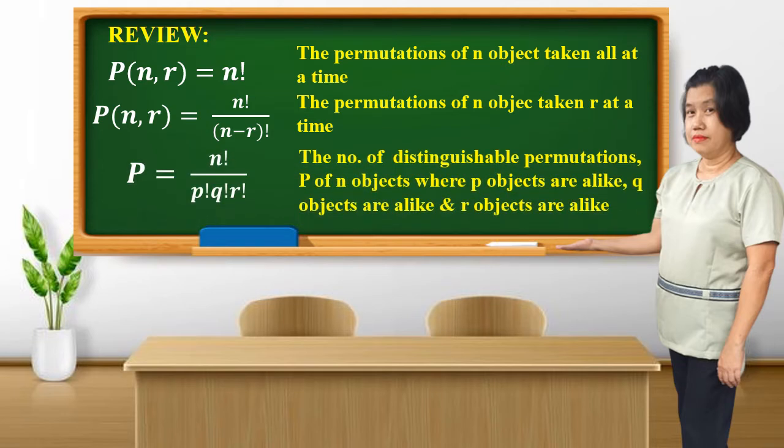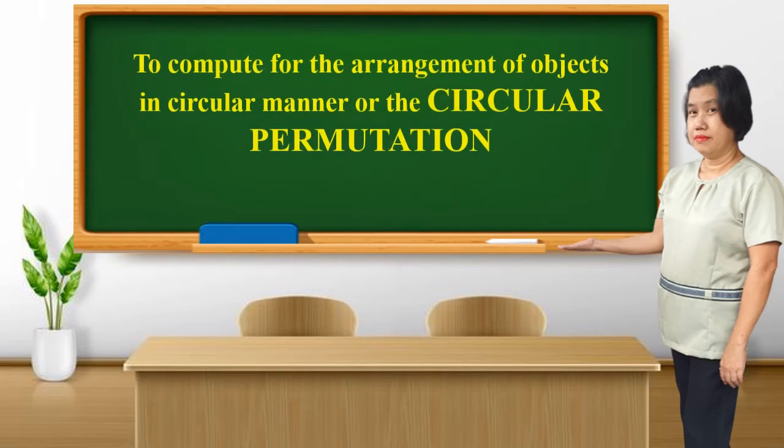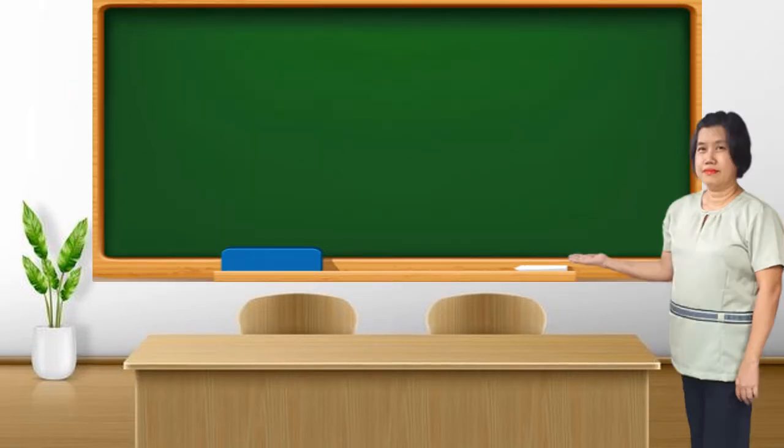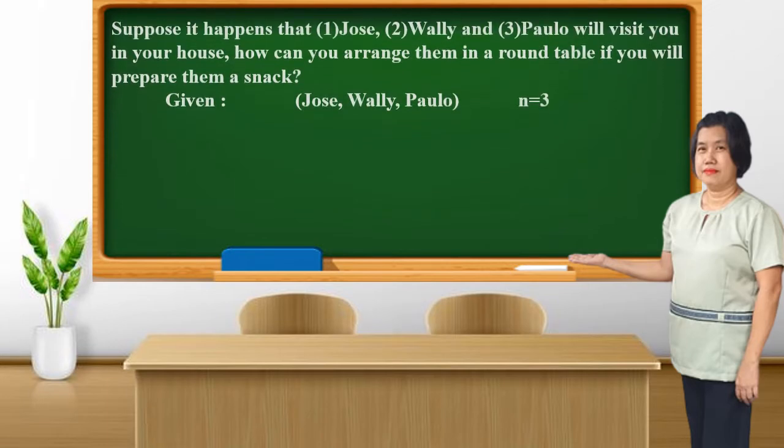And the last one is the number of distinguishable permutations P of n objects, where p objects are alike, q objects are alike, and r objects are alike. P is equal to n factorial over p factorial, q factorial, r factorial. For today, we will be discussing how to compute for the arrangement of objects in a circular manner, or the circular permutation. But before that, let's derive the formula for the circular permutation using this example.